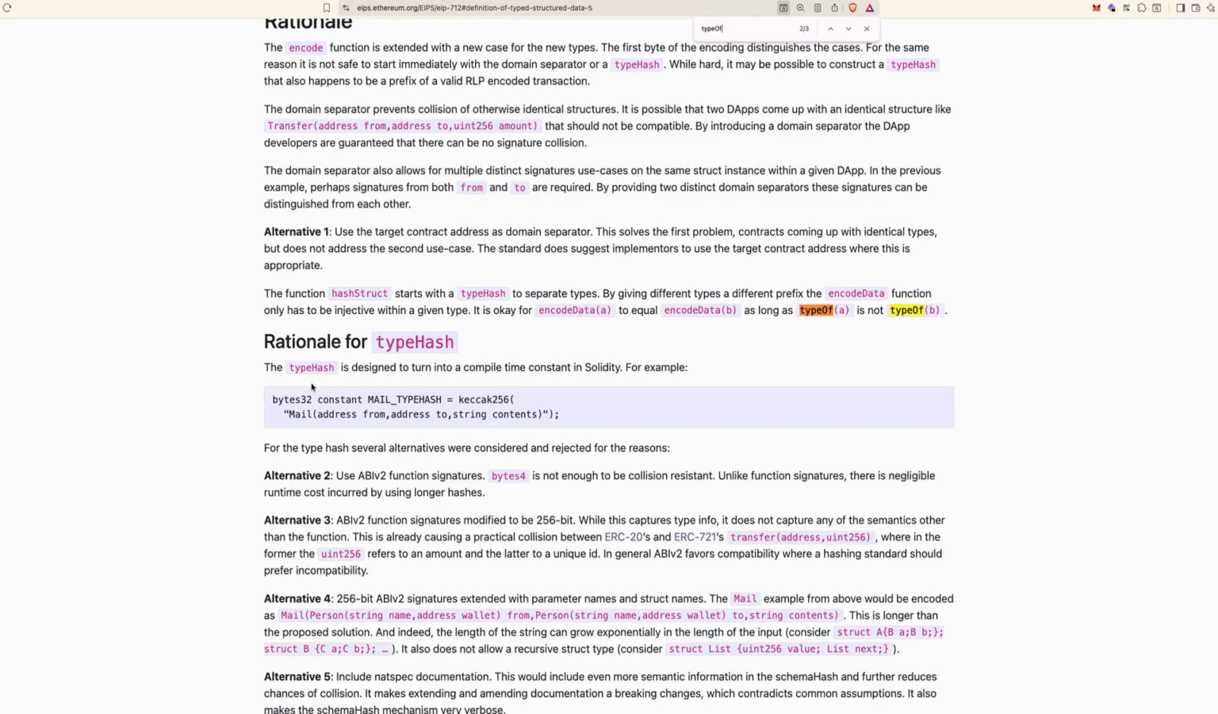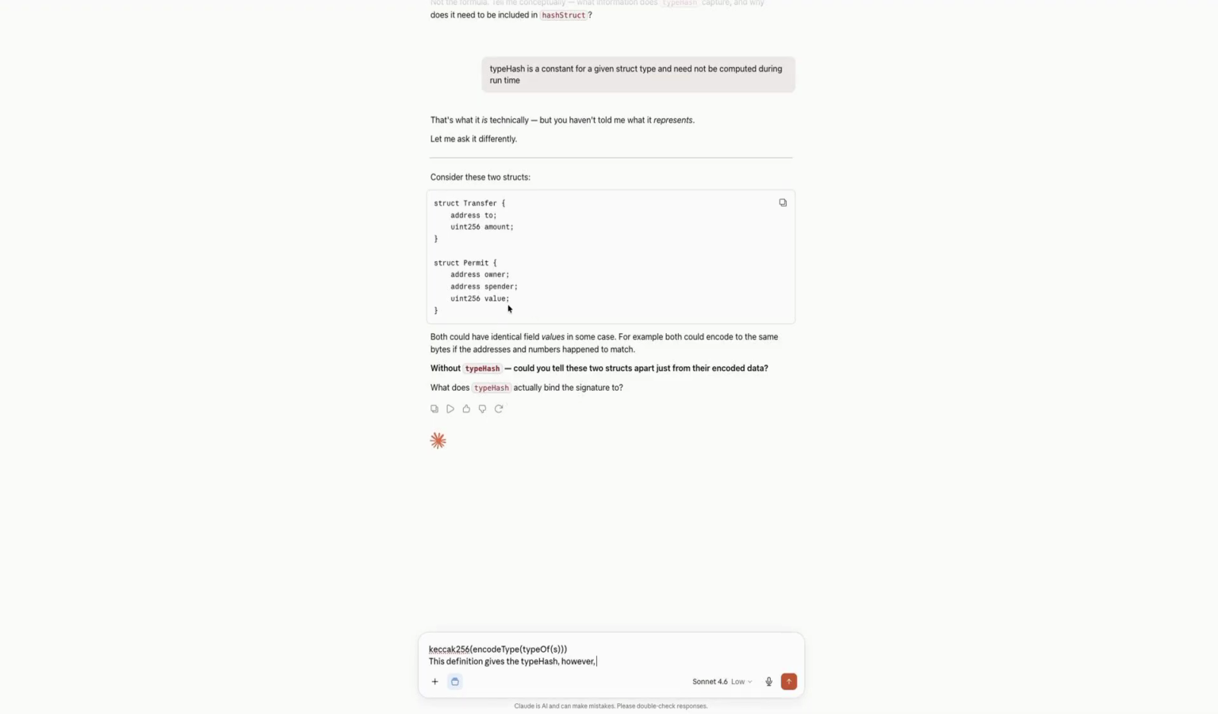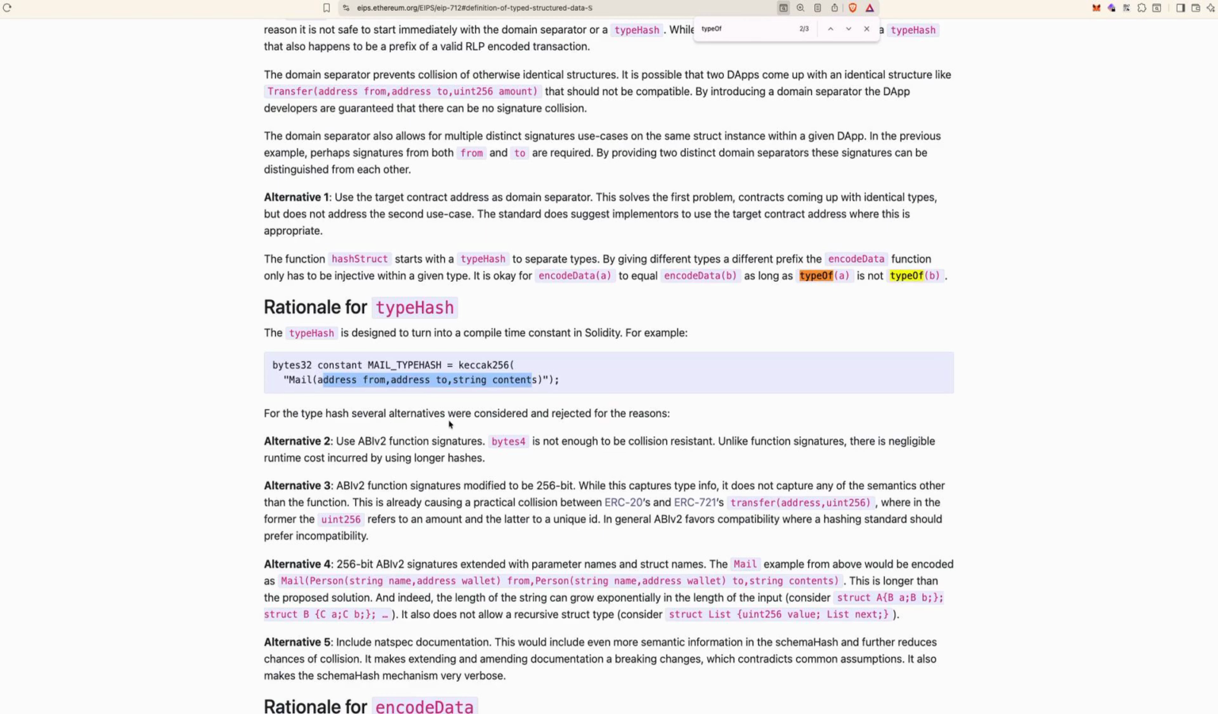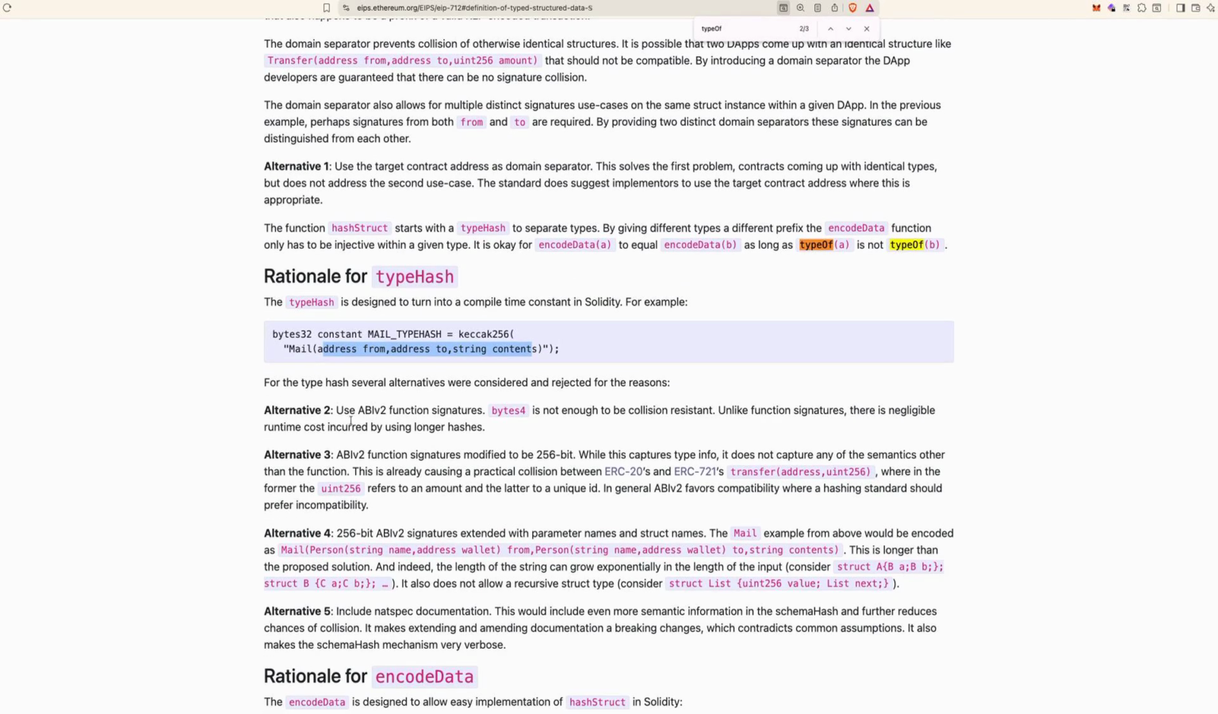The typeHash is designed to turn into a compile time constant in Solidity. Okay, keccak256 hash of the struct name and its parameters. So for the typeHash, several alternatives were considered and rejected for a reason. Use ABI-v2 function signature. Bytes4 is not enough to be collision resistant. Unlike function signatures, there is negligible runtime cost incurred by using longer hashes.